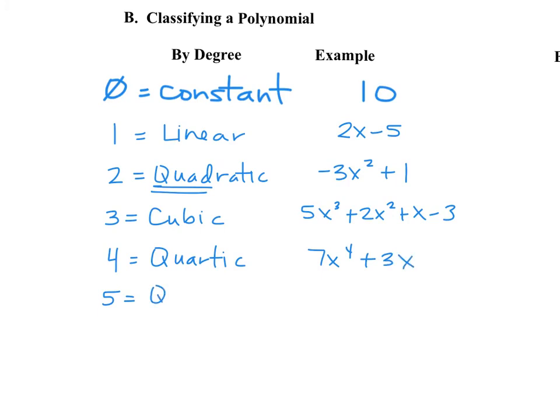Fifth is quintic. Like quintuplets would be 5 babies. Lord bless those people. So negative 10x to the fifth plus 3x squared minus x. Okay? How are we doing? So far, so good?